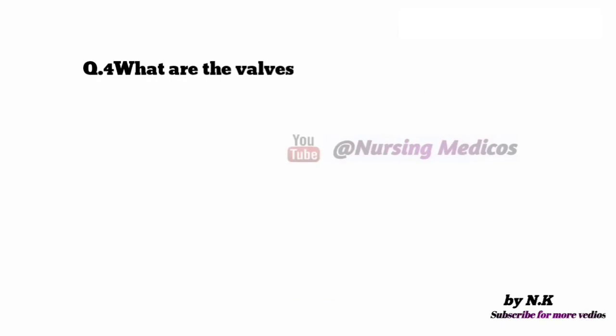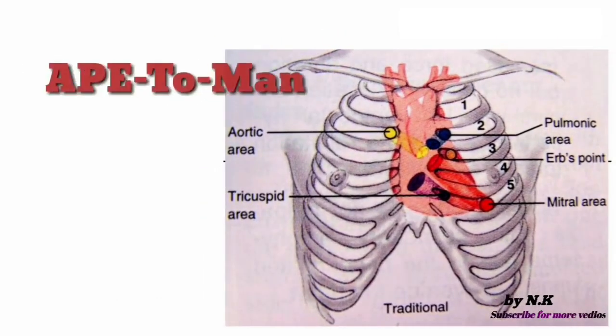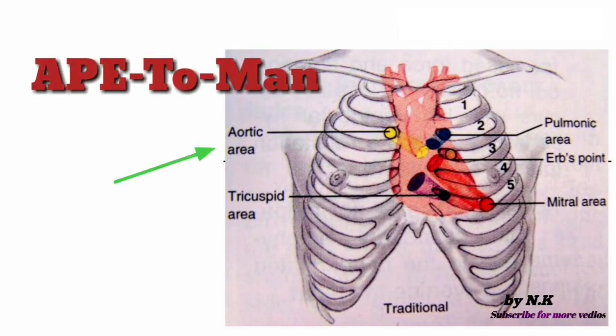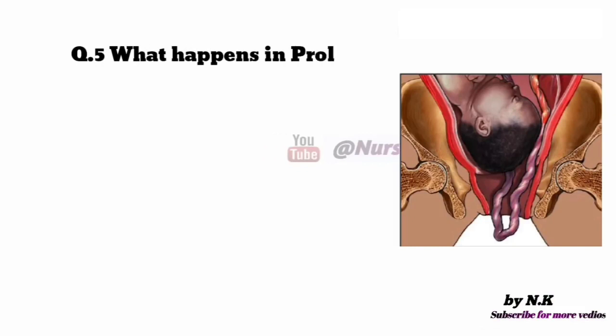Fourth one. What are the valves of the heart? We will see one by one. For easy remember, we can remember that APE to Man. A means aortic area, P means pulmonary area, E means Erb's point, then T means tricuspid area and M means mitral area. That is the valves.